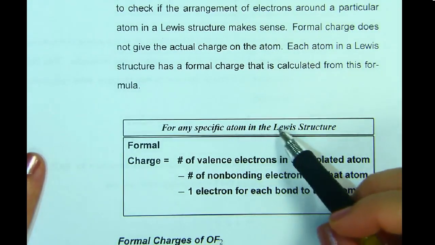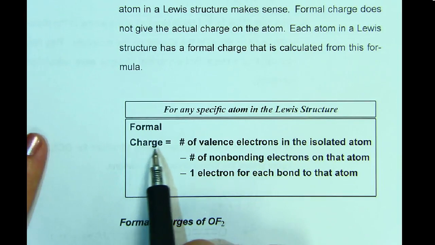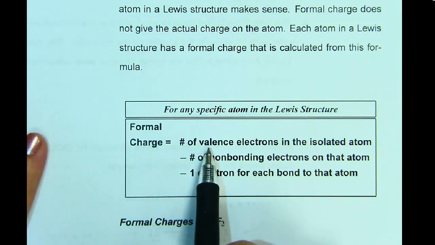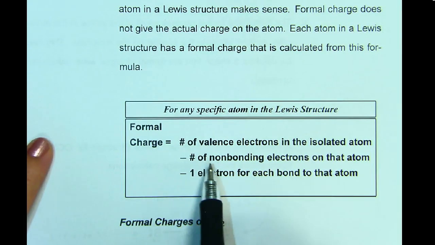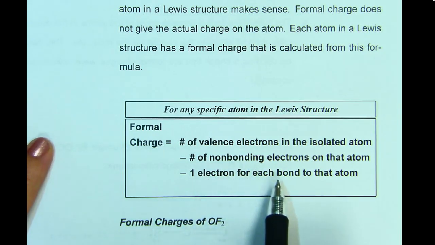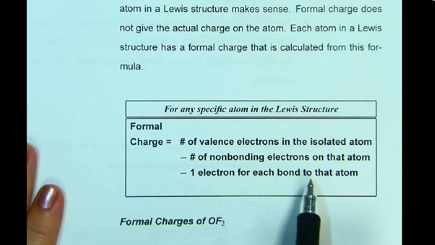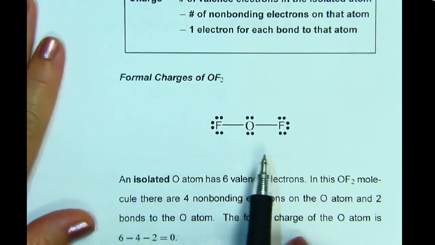For any specific atom in a Lewis structure, the formal charge is equal to the number of valence electrons minus the number of non-bonding electrons minus 1 electron for each bond pair of that atom. So, formal charges of OF2.